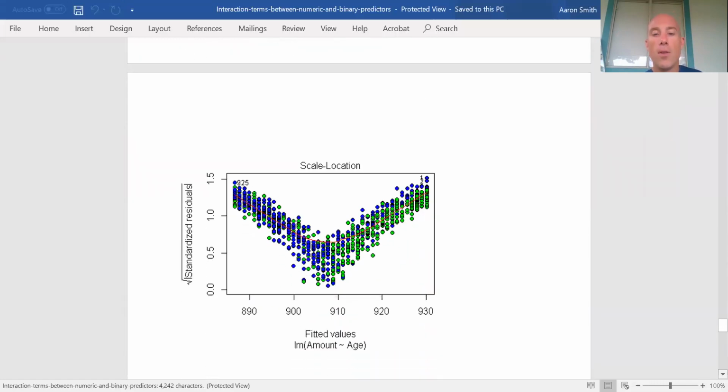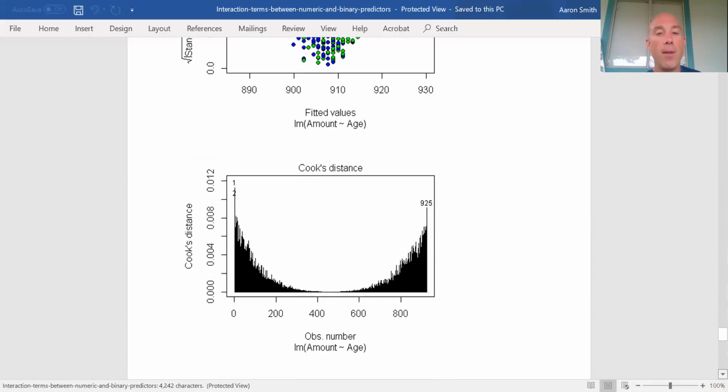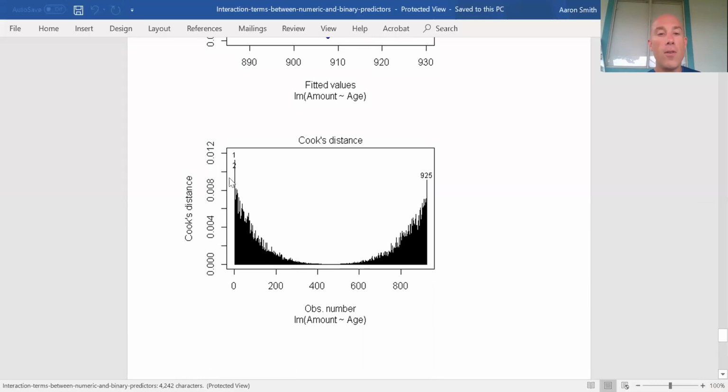Scale location. Do I see a pattern? Yes, it looks like a V. And after that, I see a pattern in my colors. So I really see a pattern. And it's not V for victory, it's V for very bad. Now Cook's distance. Cook's distance, whoa, whoa.